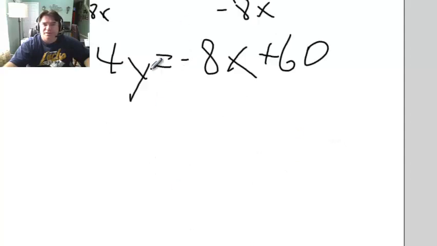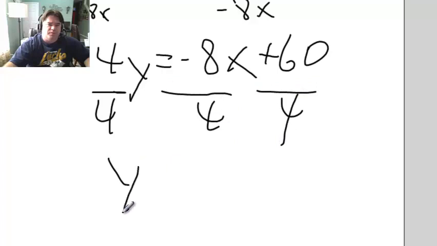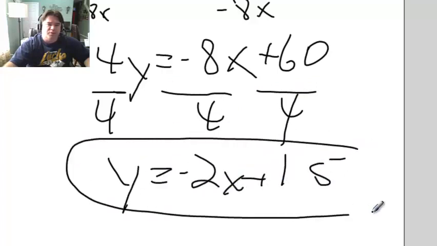Remember, it's hard to write with a mouse. That's why it looks so terrible, so chicken scratchy. Divide everything by 4. Y equals negative 2x plus 15. I hope you got that.